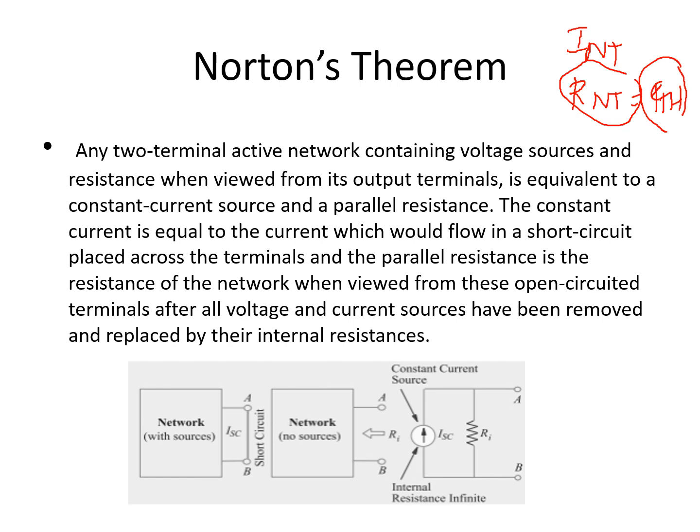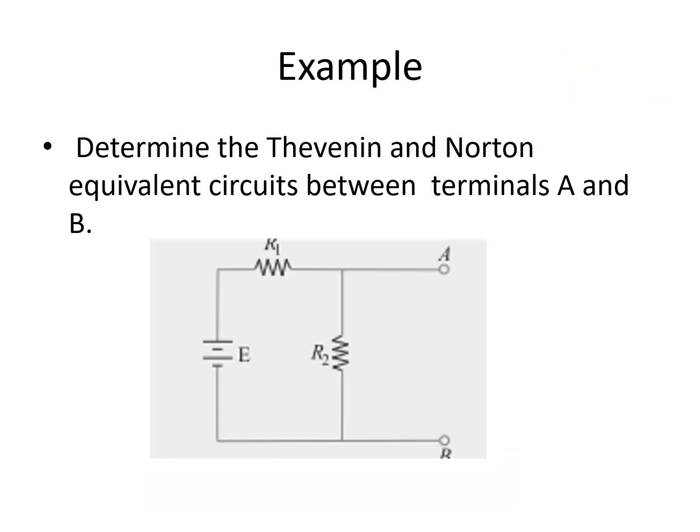So how are we going to compute? How are we going to solve circuits using Norton's theorem? Let's have an example here, and make a comparison first. Determine the Thevenin and Norton equivalent circuits between terminals A and B. Let's start first with the Thevenin's. For the Thevenin's, what we're going to solve for is the open circuit voltage, which is also our V_TH.